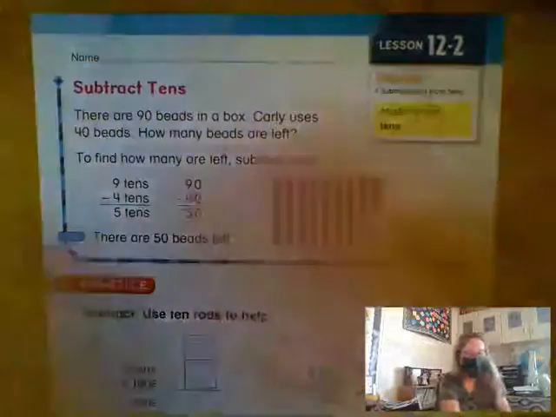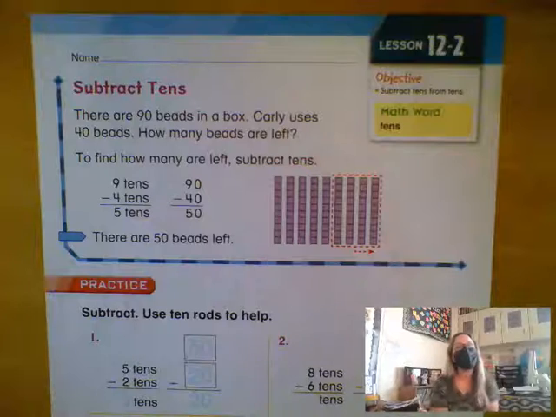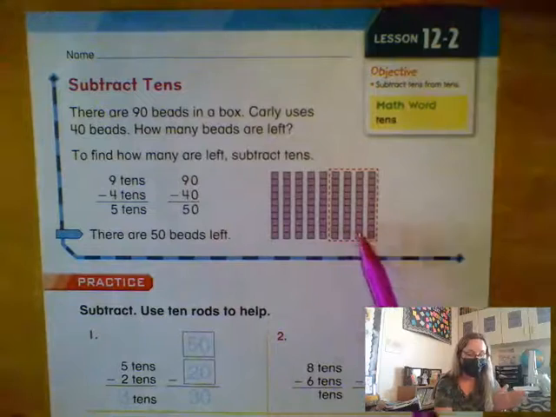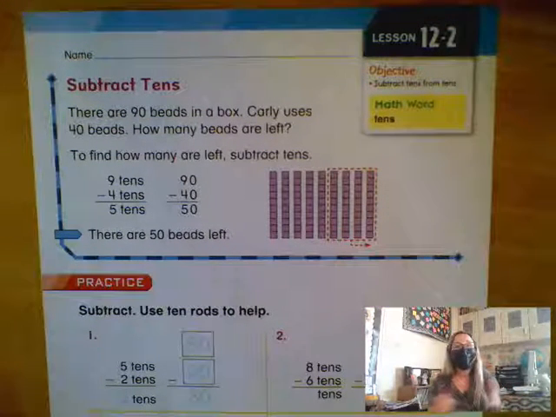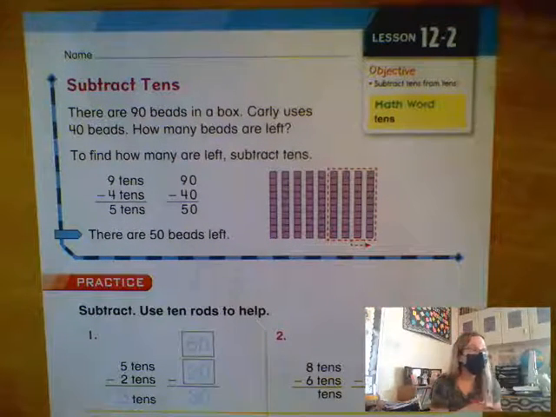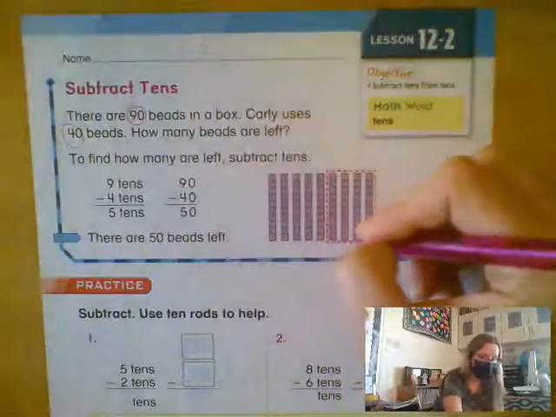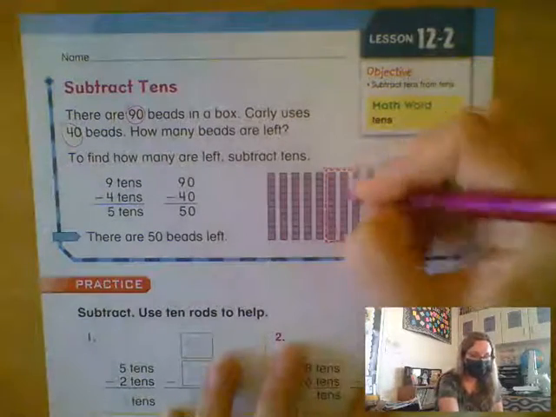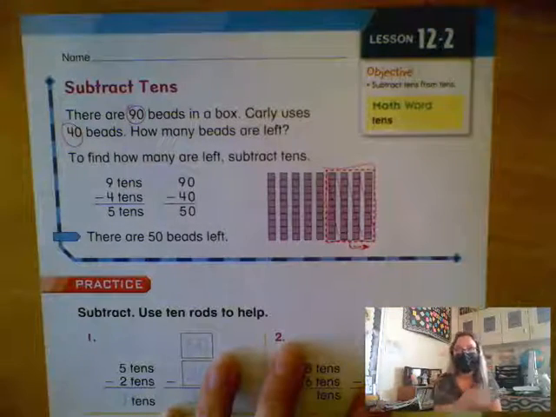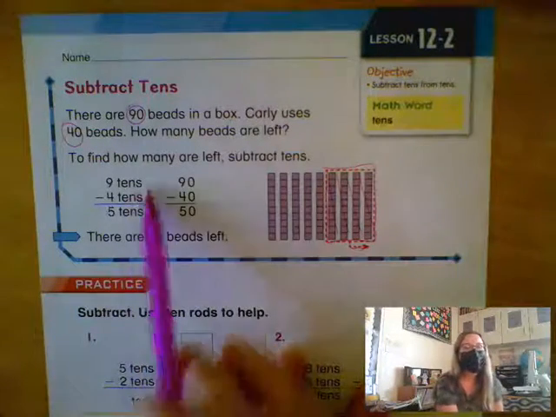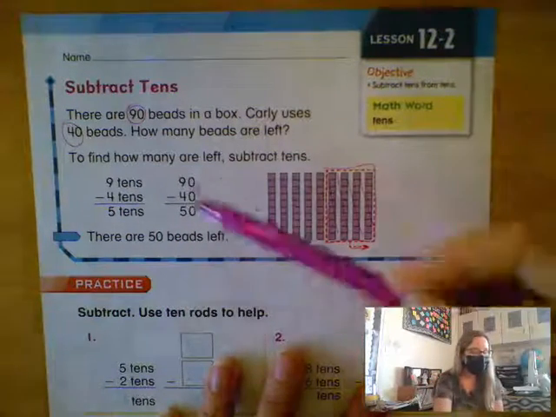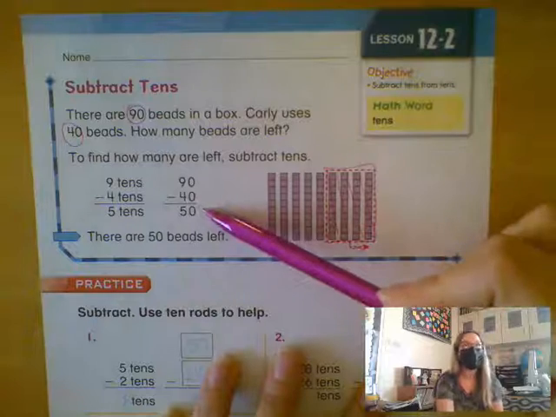So if we look here at our example, it says there are 90 beads in a box. So they drew out 10, 20, 30, 40, 50, 60, 70, 80, 90. And then it says Carly uses 40 of those beads. So we have 90, and then they took away 40, which is what they did here when they circled. And they did a little arrow. Remember, I like to just cross them right off. It's easier for my brain if I just cross them off. So 9 tens, take away 4 tens. There are 1, 2, 3, 4, 5 tens left. So 90 take away 40 equals 50.